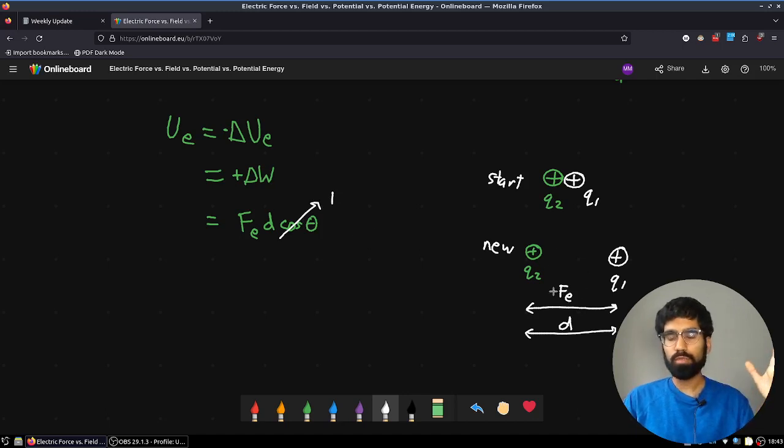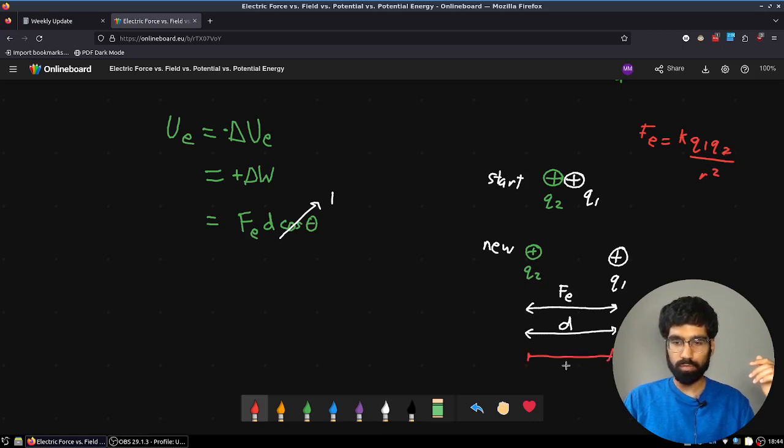Now notice something about the electric force. If you recall the formula we had for electric force, it depends on the distance between the two charges. Now, what is the distance between the two charges? Well, it is this thing right here. That's the distance between the two charges.